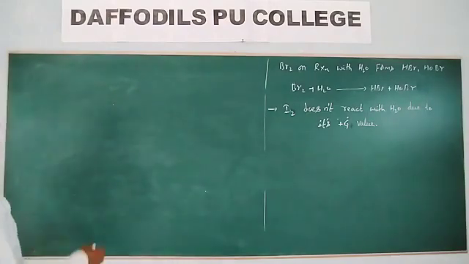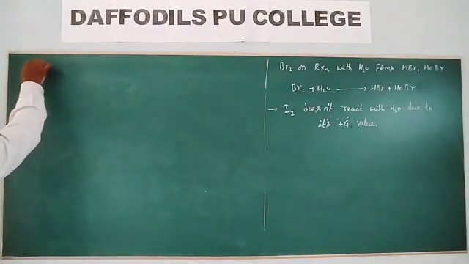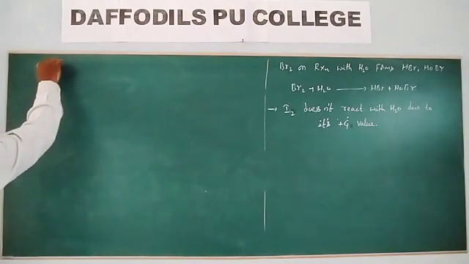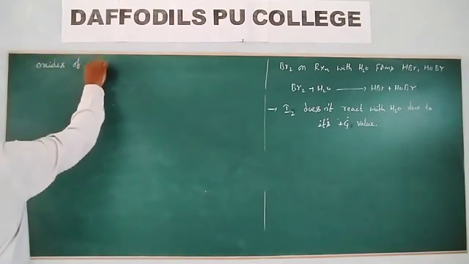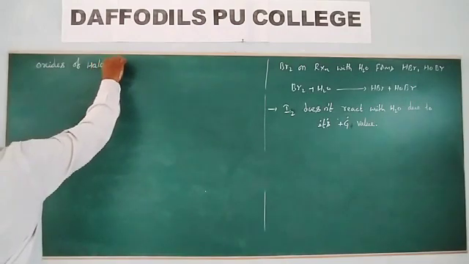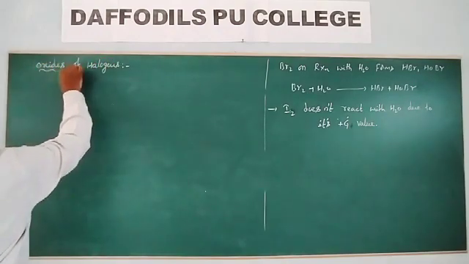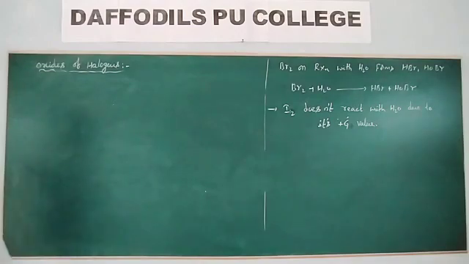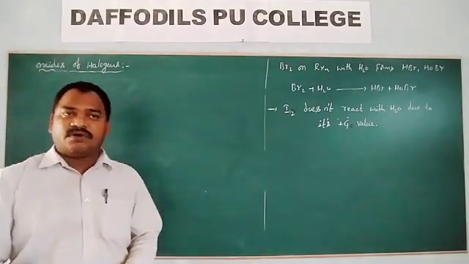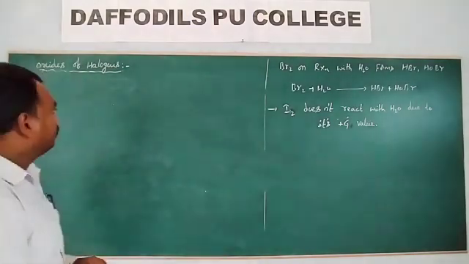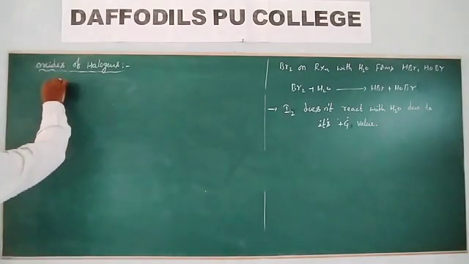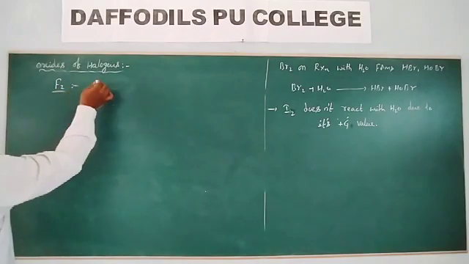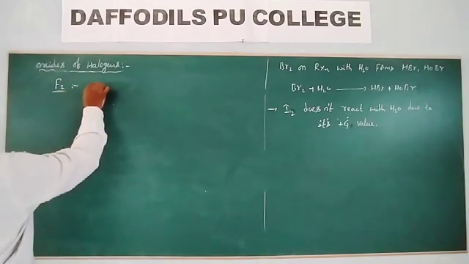Next topic is oxides of halogens. Fluorine, chlorine, bromine, and iodine form oxides. Fluorine forms two types of oxides.